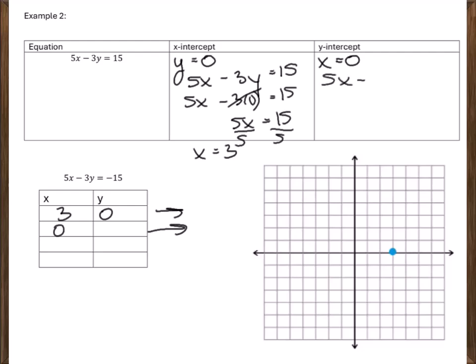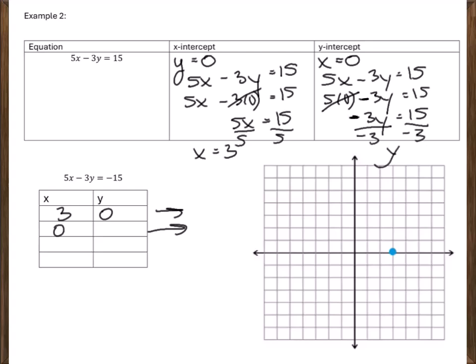Again, we have 5x minus 3y is 15. This time we let x be equal to 0. So we have 5 times 0 minus 3y is equal to 15. So we have negative 3y is equal to 15. Be careful about this sign. It's very easy to forget, but it's still there and it's going to change your answer. In other words, if you forget about it, you're going to get the wrong intercept. So 15 divided by negative 3 is negative 5. So then my y-intercept is (0, -5), which is this point right here.